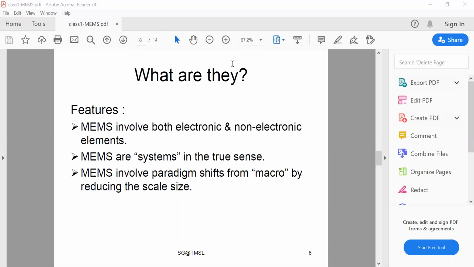Let's not argue about it. Let us admit that both terms cover the domain of interest and get on with it. In practice, it includes three features. The first one is that MEMS involve both electronic and non-electronic elements and perform functions that can include signal acquisition like sensing, signal processing, actuation, display and control. They can also serve as vehicles for performing chemical and biochemical reactions and processes.